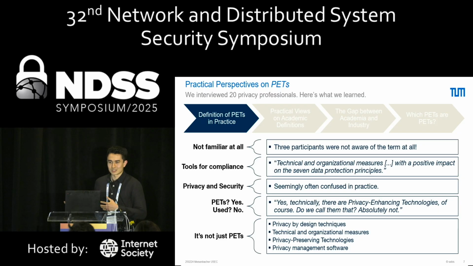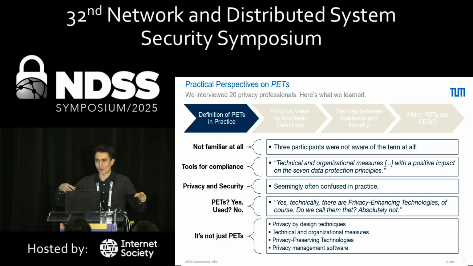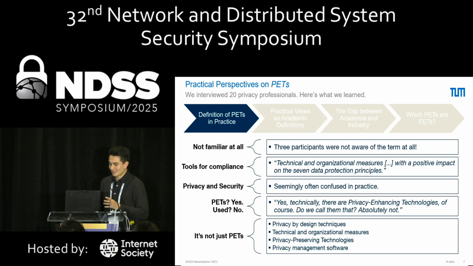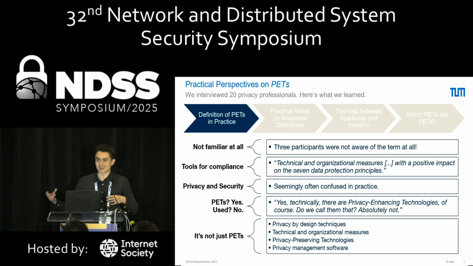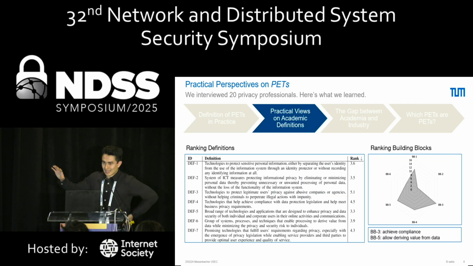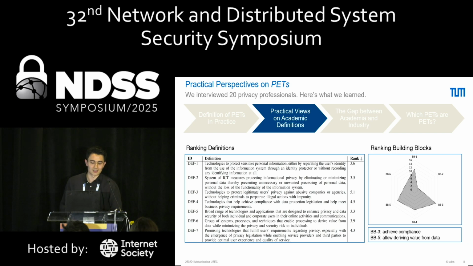There are other similar terminologies that point to the same thing. So we have to keep in mind that maybe sometimes we're talking about the same thing, just with different terminologies. It might be as simple as that. Looking at these academic definitions that we extracted, we asked the industry professionals to rank what they believe to be the best, most fitting definition of privacy-enhancing technologies, 1 being the best and 7 being the least preferable.